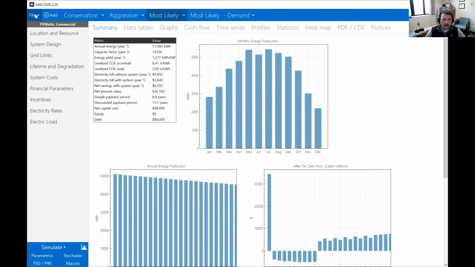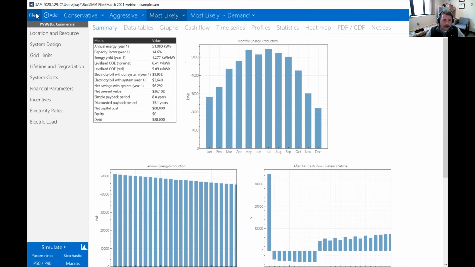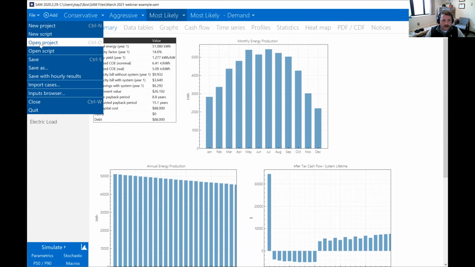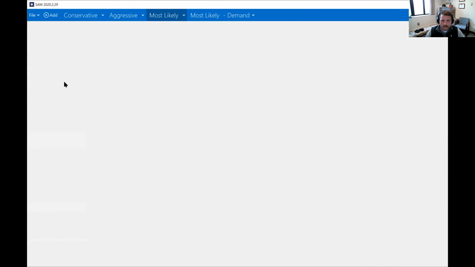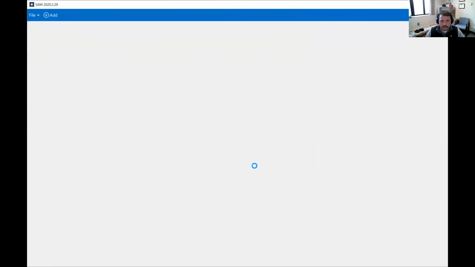You can also save. I'm going to go ahead and save this. I'm going to file. I'm going to save it as, I'm going to call it March 2021 example. And I can save that to my project files and go back and look at it later. And so then when I switch to a different one, I don't have to lose that data. So now I'm going to open a project and I'm going to show you some shade modeling. And I'm actually going to open my house, I think, because my house has some good shade modeling in it that I want to show you.